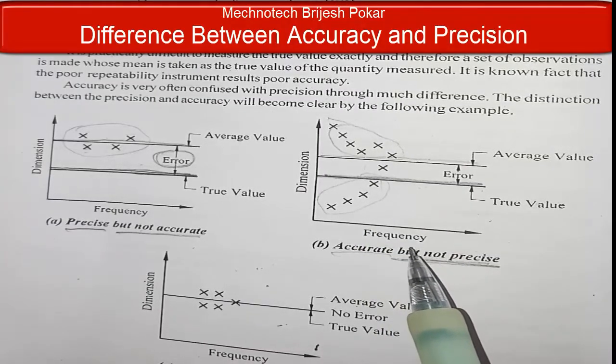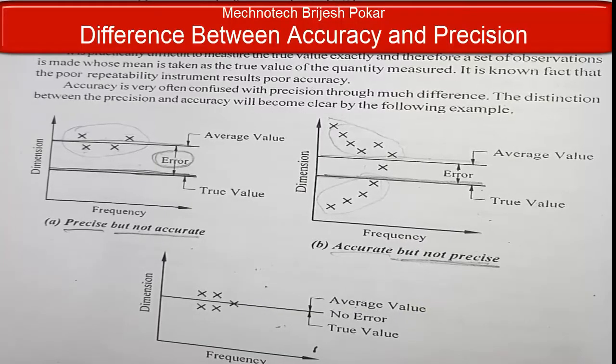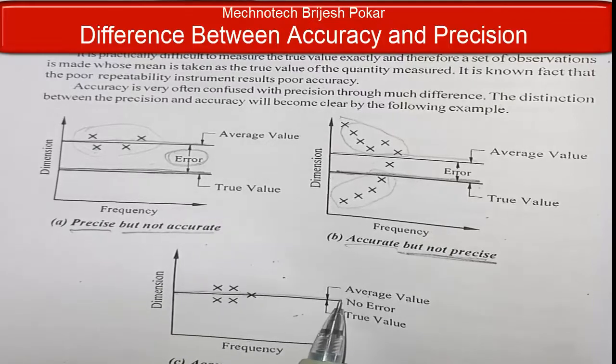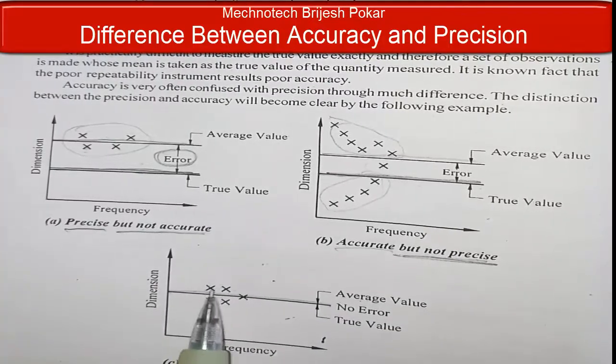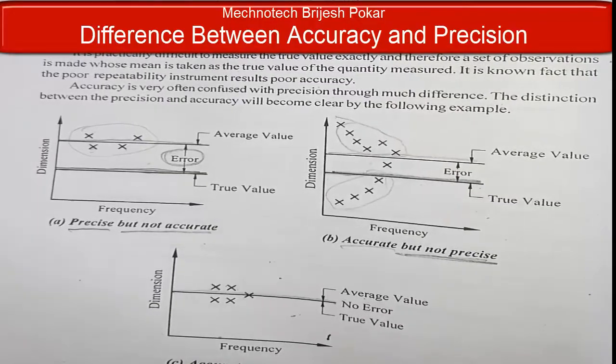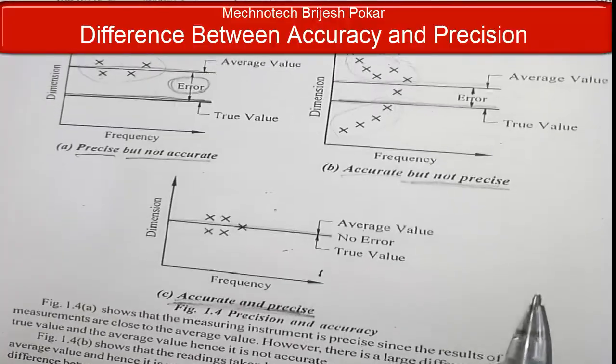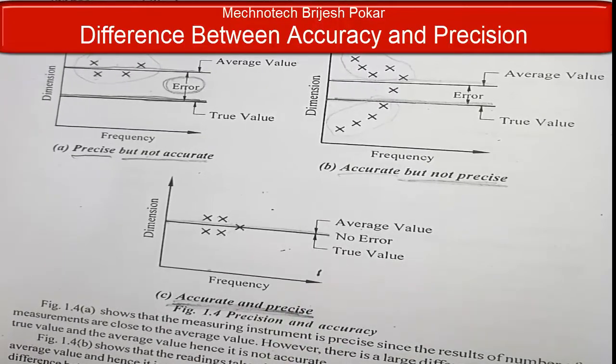Precision is nothing but a set of measurements. And here, suppose this is the true value and the measured values are very near to the true value, so it is called accurate and precise, right? Accurate and precise. In this way we can understand accuracy and precision. I hope you understand the difference between accuracy and precision.